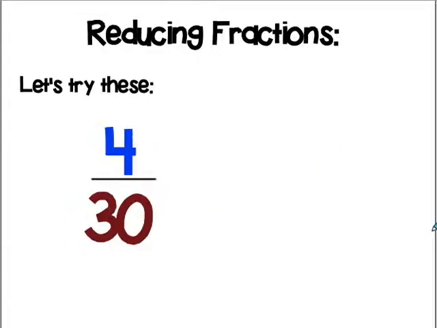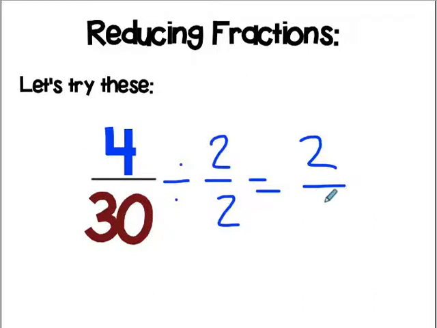Let's try 4 over 30. Well, remember, because they're both even, I know it's going to reduce. I'm just going to have to figure out by what. Now, I start by asking, does 4 fit into 30 perfectly? And the answer is no. So now I have to go down to 3. 3 fits into 30, but not 4. 2 fits into 4, and 2 fits into 30. Great, so I can divide by 2. 4 divided by 2 is 2, and 30 divided by 2 is 15.